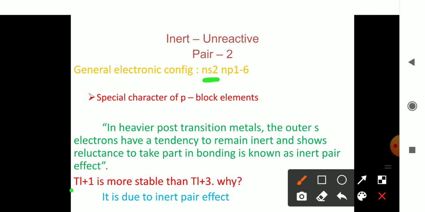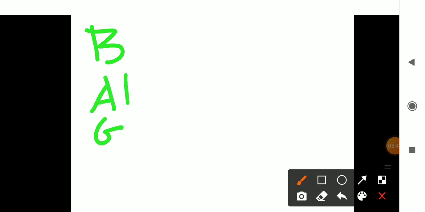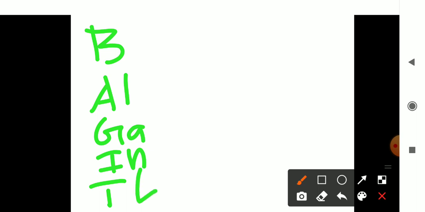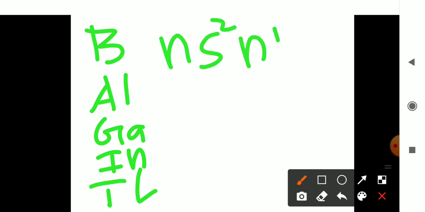Now look at this very important question. Thallium plus 1 is more stable than thallium plus 3. Why? First we must know which family thallium belongs to. Thallium belongs to boron, aluminium, gallium, indium and thallium, so it belongs to the boron family. What is the electronic configuration of the boron family? It is ns2 np1.